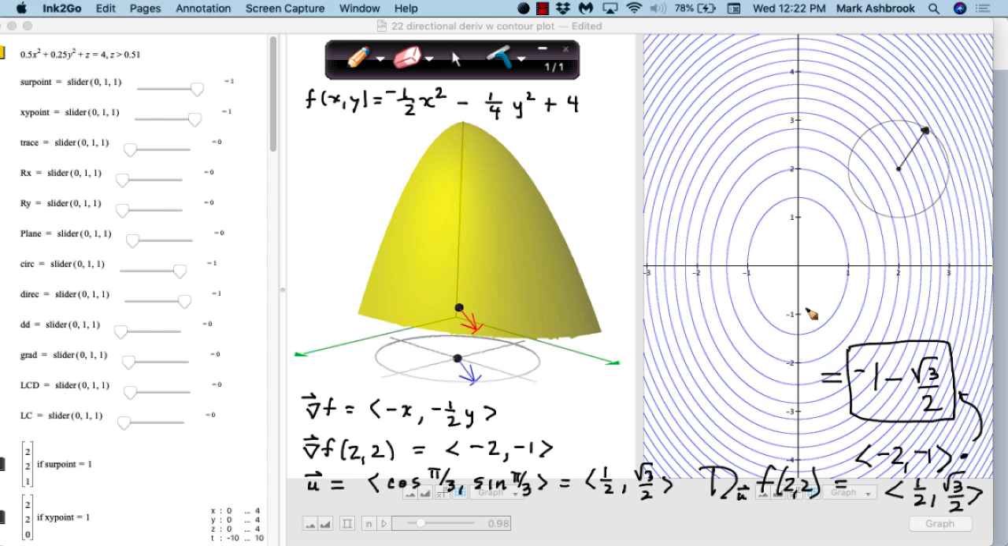It's a rate of change. Yes, it's a rate of change. And what does that mean? Tell the person next to you what it means.